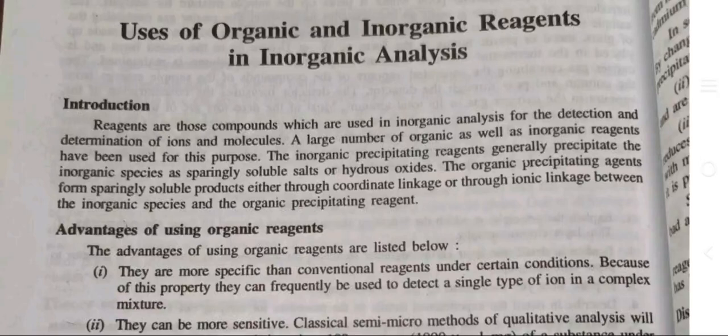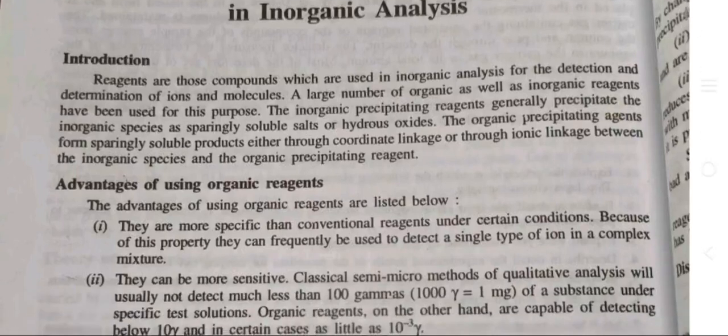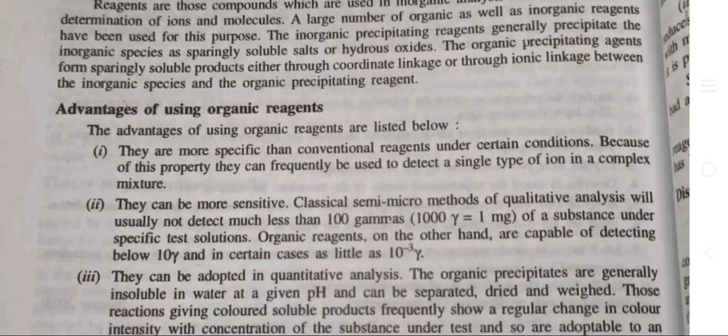The organic precipitating agents form sparingly soluble products either through coordinate linkage or through ionic linkage between the inorganic species and the organic precipitating reagent. Advantages of using organic reagents. The advantages of using organic reagents are listed below.